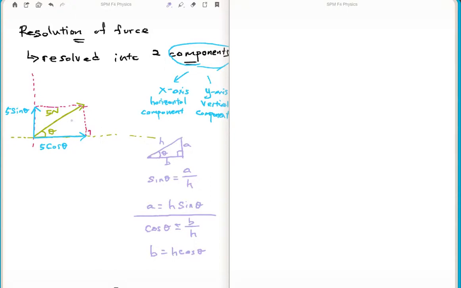Then you have resolved this force into its own components. Then the next question would be, why is it important? In reality, it's not always the case that you get a horizontal or vertical force. Sometimes you get a force pulling you at an angle. Let me give you an example.